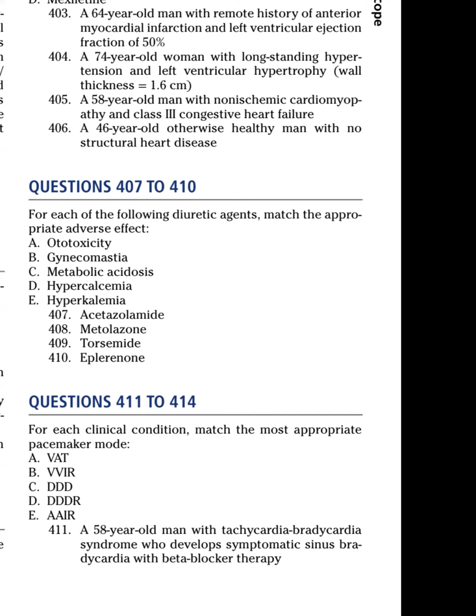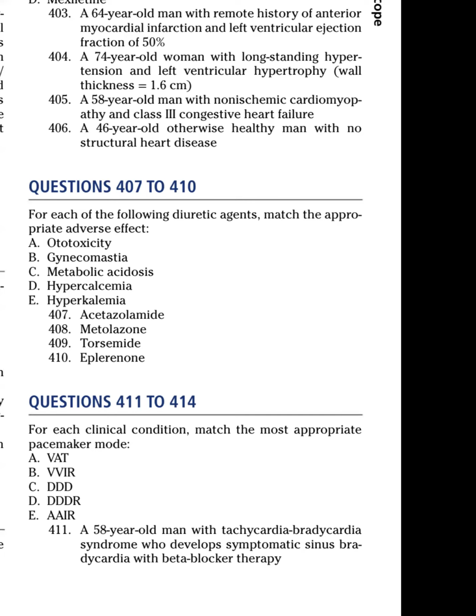Then for acetazolamide, what they have majorly is ototoxicity, and we have to be careful when we use them with aminoglycosides, which also have such effects. So with this brief overview, I will attempt the question. For option A, ototoxicity, I'll be thinking that 407 will be acetazolamide, which is recognized to cause ototoxicity in patients. So 407 will be A. 408, metolazone.